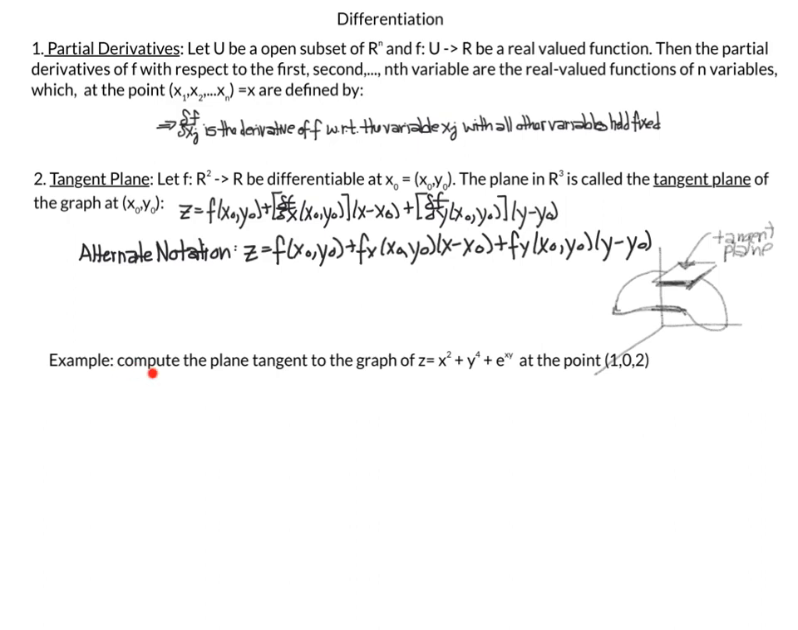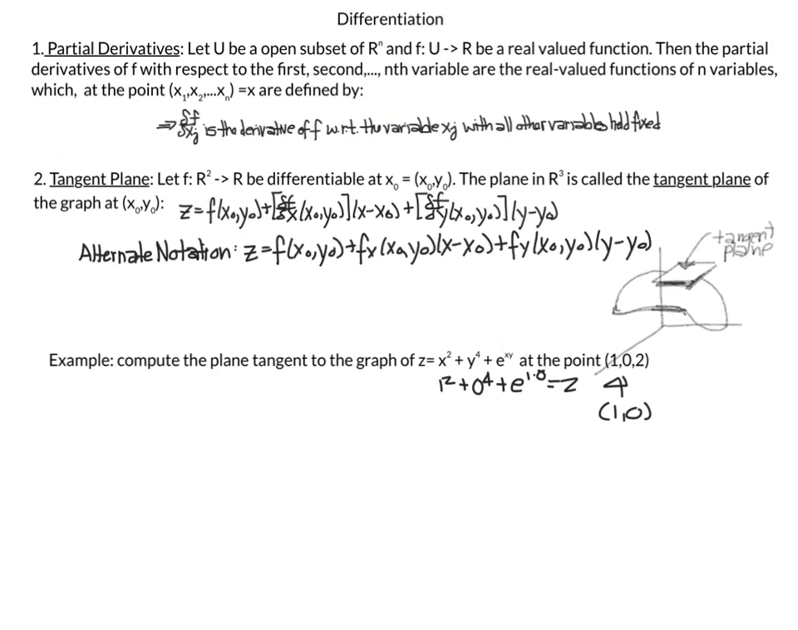An example: compute the tangent plane to the graph of z equals x squared plus y to the fourth plus e to the xy at the point (1, 0, 2). One comment I'm going to make right off the bat is they really only had to give you the point (1, 0), because you can figure out z by plugging in 1 for x, 0 for y, and then e to the 1 times 0. So this would have given me 2. I could have figured this one out.